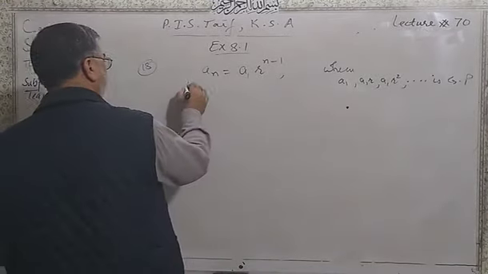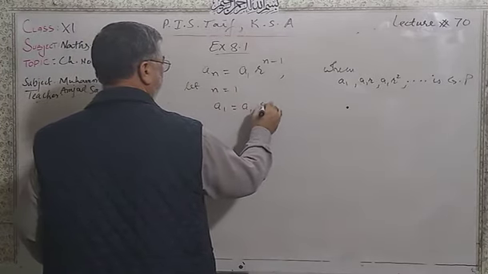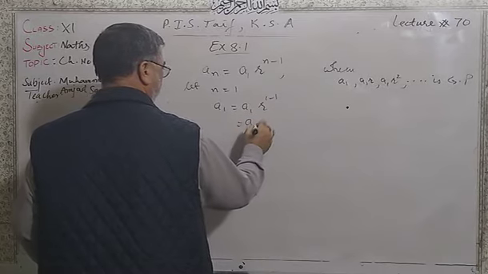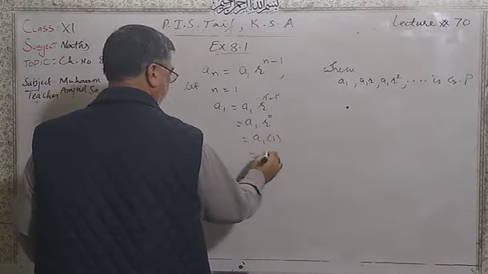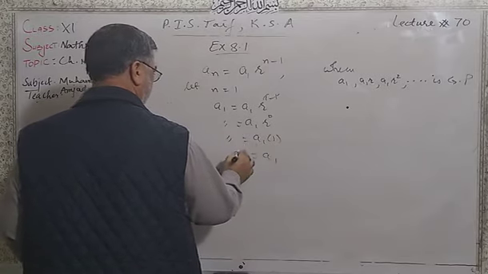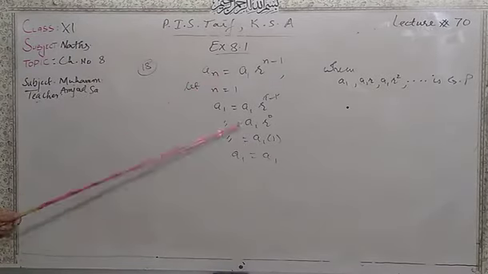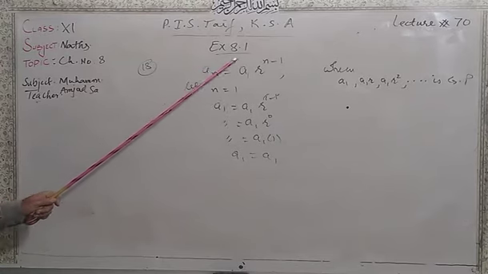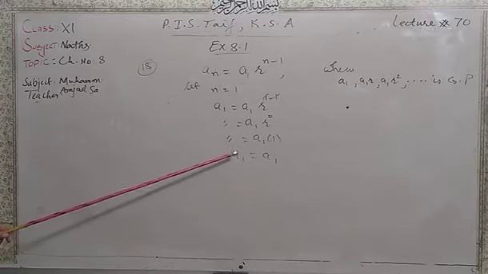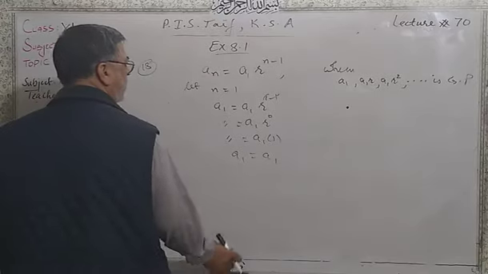Let n is equal to 1. So a1 is equal to a1 r power 1 minus 1. R power 0, something power 0 is 1, that is a1. So left hand side is equal to right hand side. This is actually the general term or nth term of geometric progression. So formula is true for n is equal to 1.